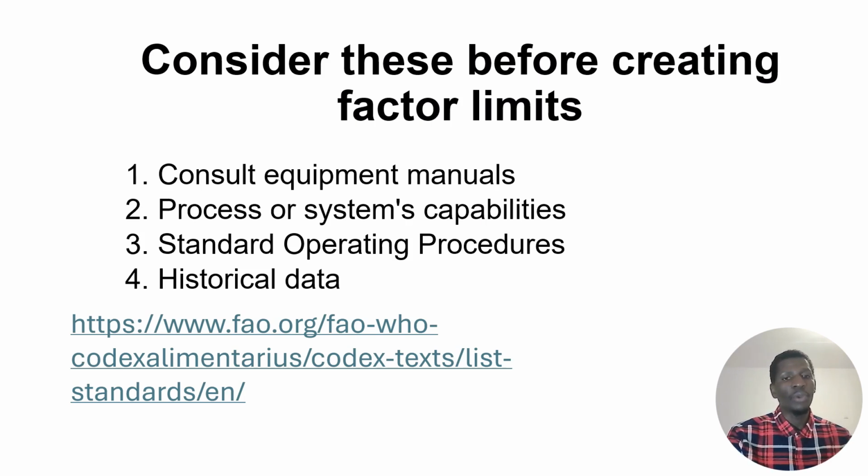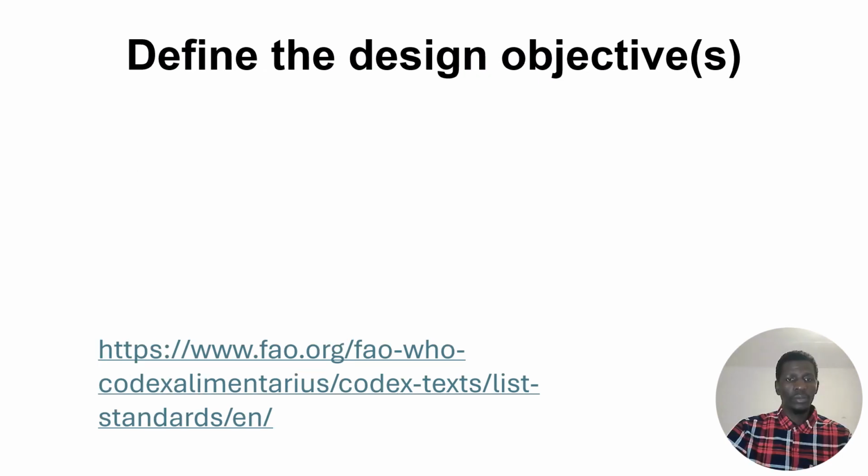Another way you can get background information is to consult historical data. And this historical data can be from publications. You can get it from regulatory standards. Most countries always draw inferences from the Codex Alimentarius.